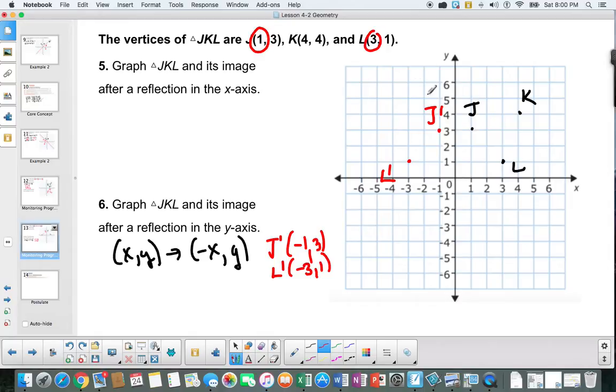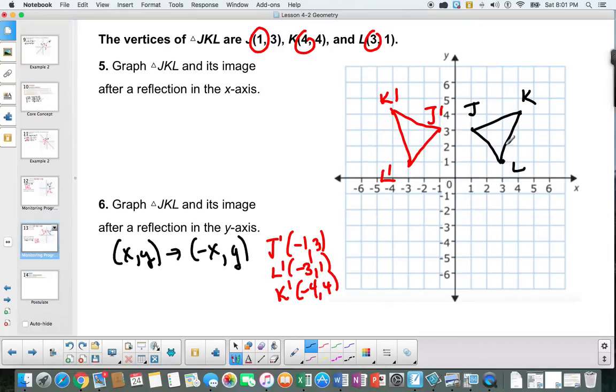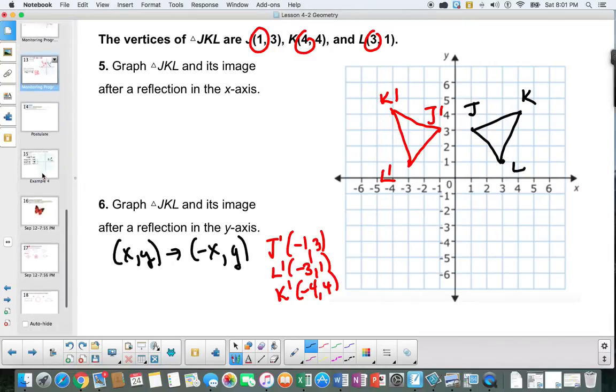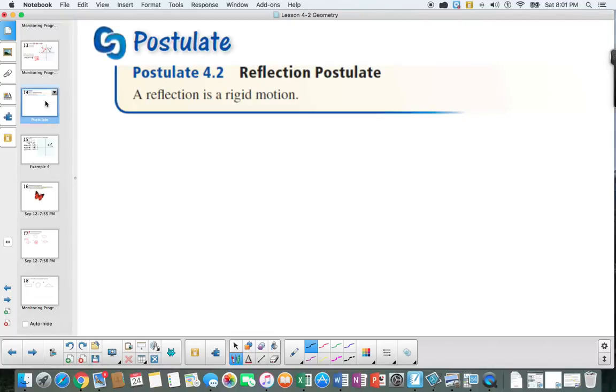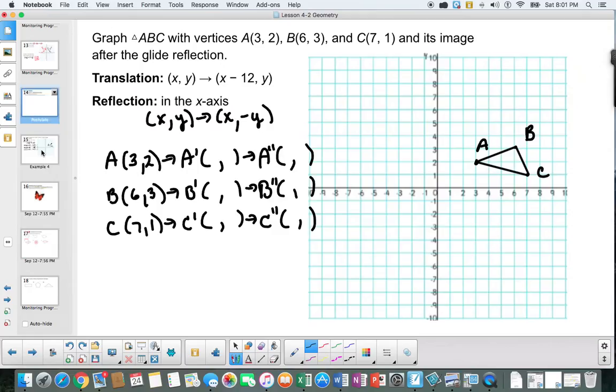Again, we're changing the x. K is going to be 4, 4. And that will be K prime. K prime is negative 4, 4. Again, we're changing the x. Let's go ahead and take a look at that. Here is the image, and here is the pre-image. That does look like a reflection. Okay, so reflection is a rigid motion. The figure does not get bigger or smaller. It maintains all the angle measures and the side measures.